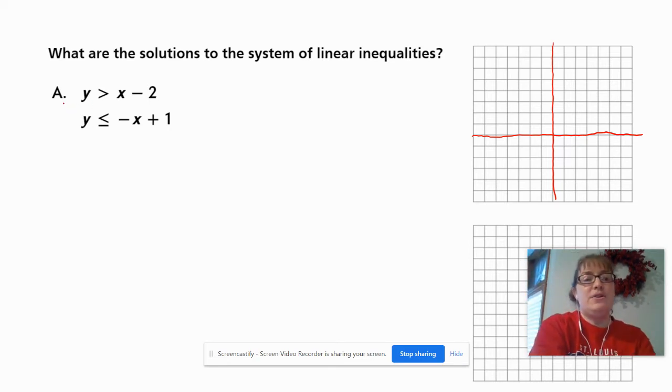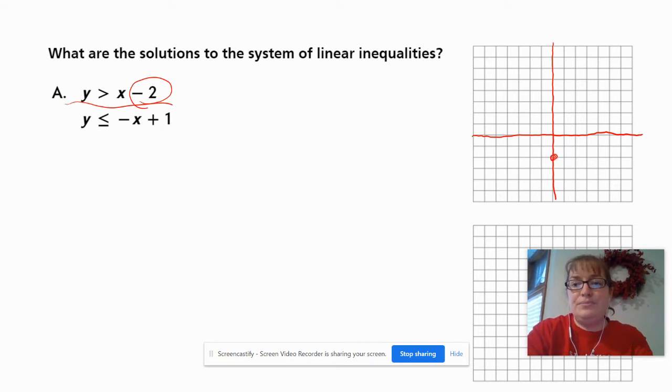So starting at the first graph, I'm going to look at it, and it says y is greater than x minus 2. So that tells me the y-intercept is at negative 2. And it tells me the slope, well, since I don't see a number in front of that, it's a 1. And then I always put it over 1 if it's not a fraction. So that's telling me to rise 1, run 1, rise 1, run 1, and go from there. So I'm ready now to connect this.